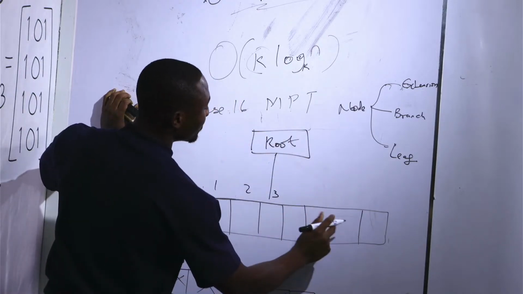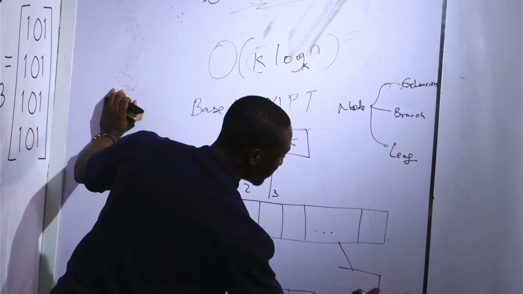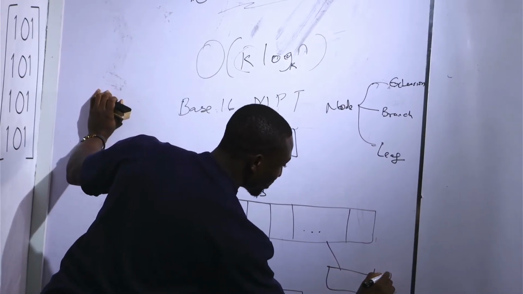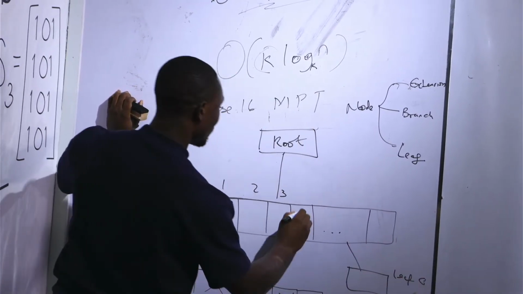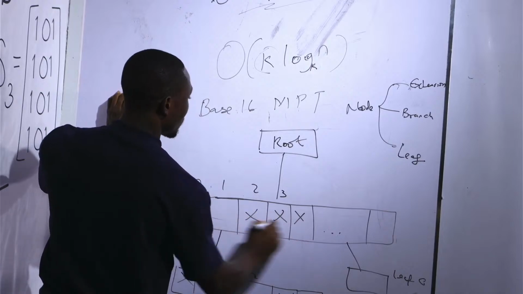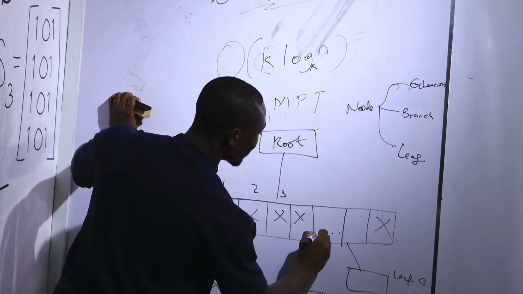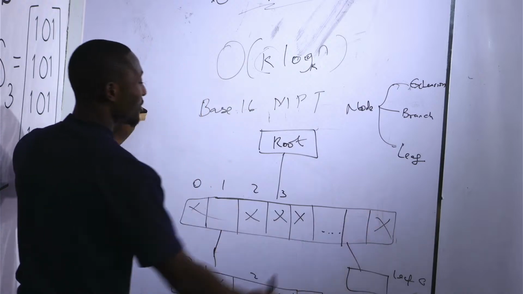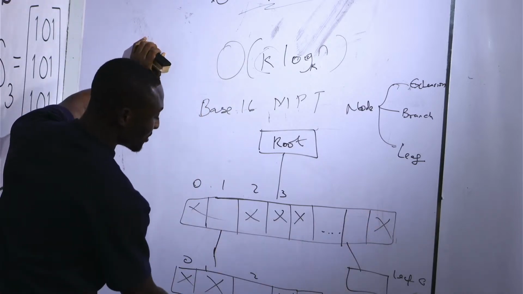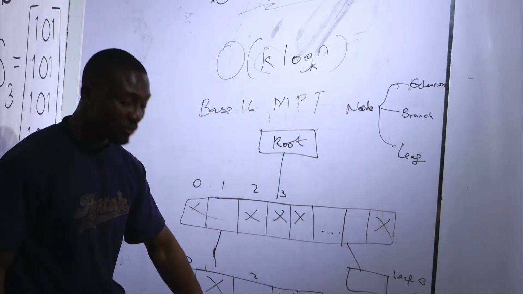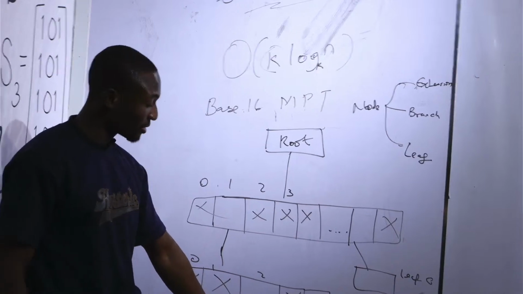Let's say we have another leaf here also. All these are empty. So now, let's say we want to get the proof for this particular leaf.